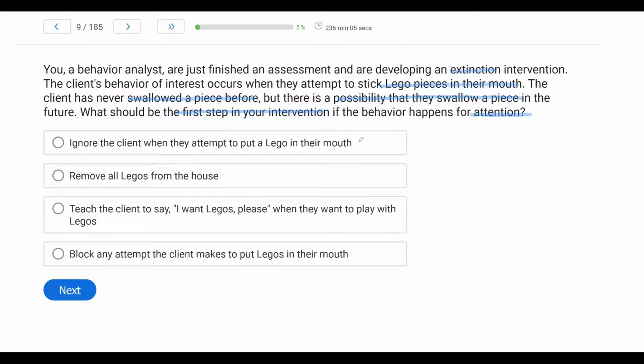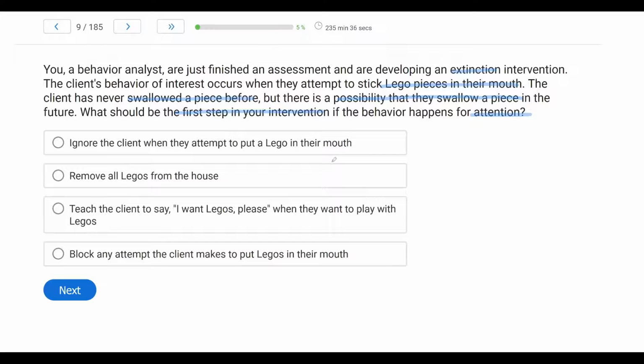So, what is our first step here? A, ignore the client when they attempt to put a Lego in their mouth. Now, if you read very quickly and you said, well, I'm putting on extinction, it's for attention, this seems like a good idea. Why is this not a good idea? Well, because of the fact that they could swallow the piece in the future. If you're ignoring this client when they're putting a Lego in their mouth, there's a good chance that you're ignoring them when they're doing something dangerous. So A is not at all our first step.